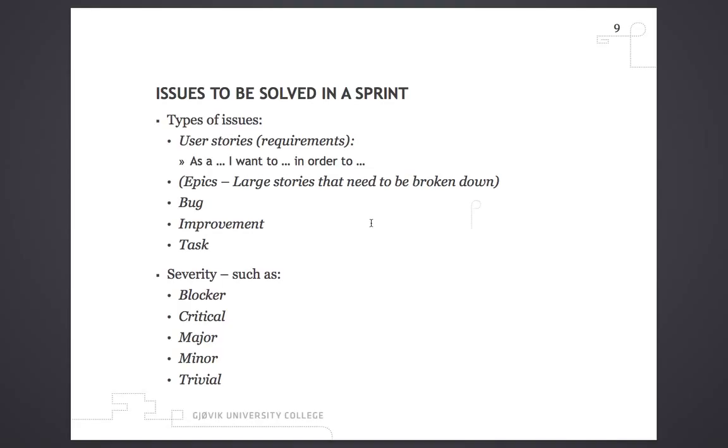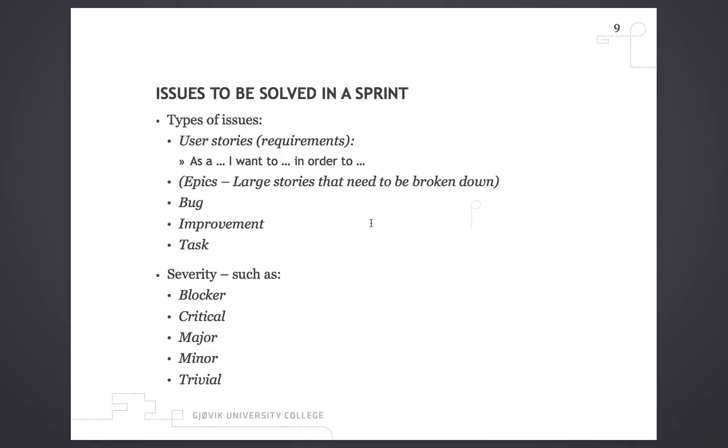Okay, issues to be solved in a sprint. What do you do in a sprint? You have several different issues. You will see that some of these are similar in Jira as well. They use the same terms. When we start this project, your product owner will define a list of user stories. Have you heard about user stories? Use cases. User stories. It's one way to define requirements.